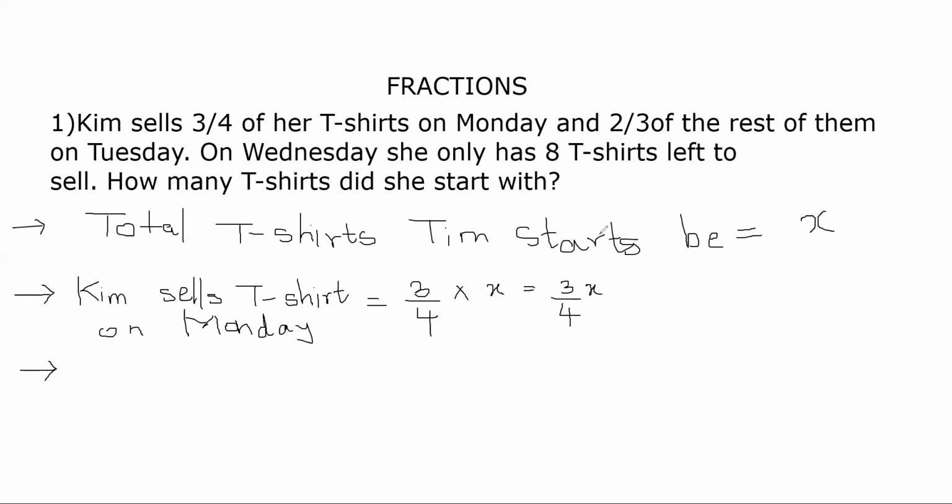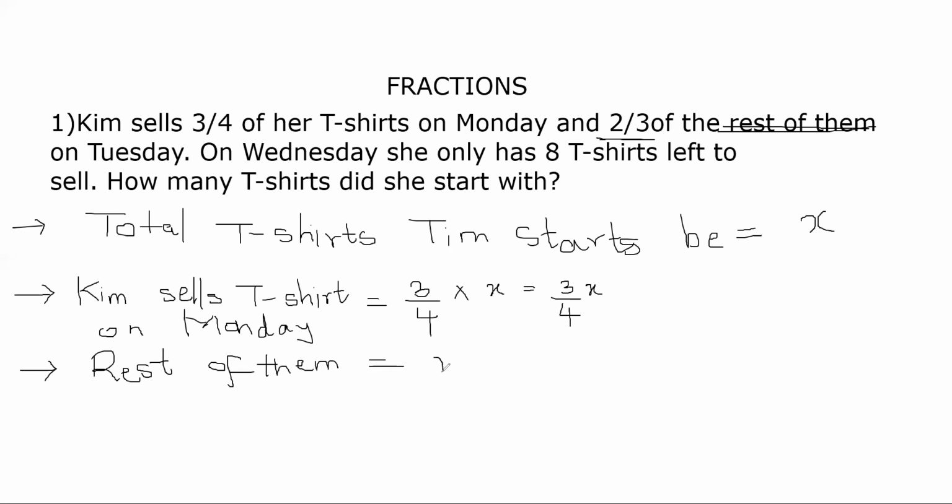Now what is the second line? They say 2/3 of the rest of them on Tuesday. So Kim has already sold 3/4 of the t-shirts, 3/4 x t-shirts. Now they say that 2/3 of the rest of them she sells on Tuesday. So first you need to know what the rest of them is. What does rest of them mean? If I say that you have a total x number of t-shirts and you have already sold 3/4 of them, what is the rest of them left to be sold?